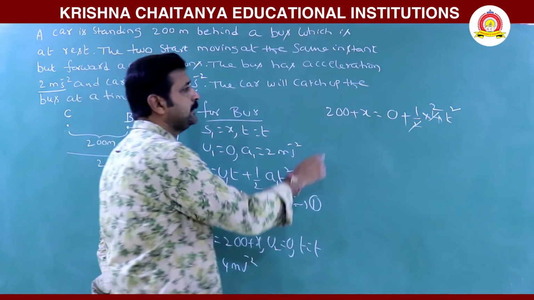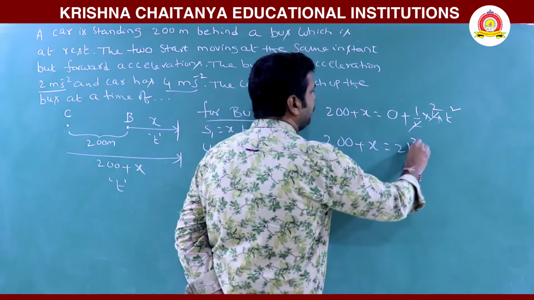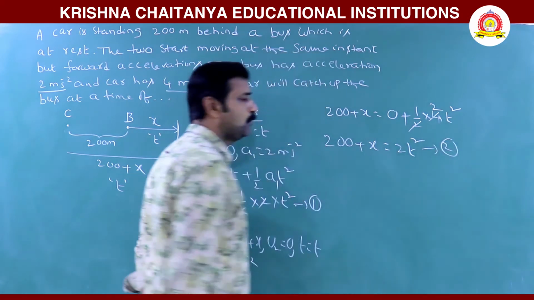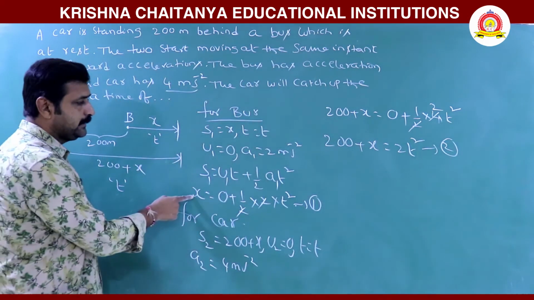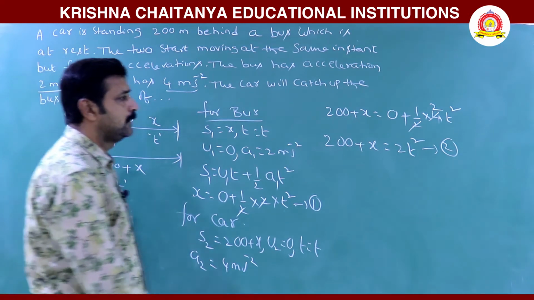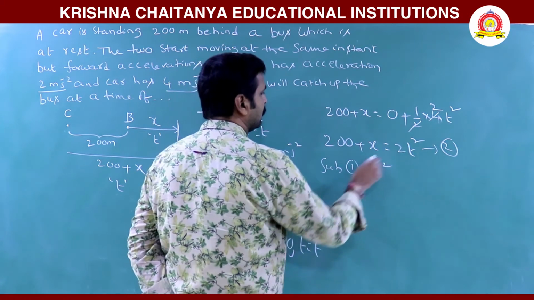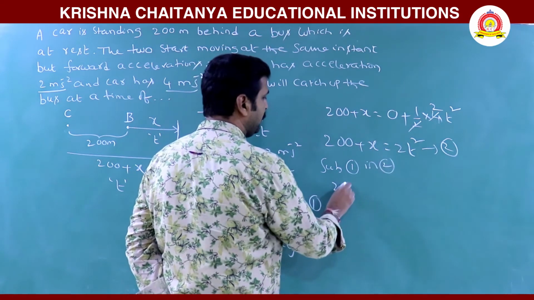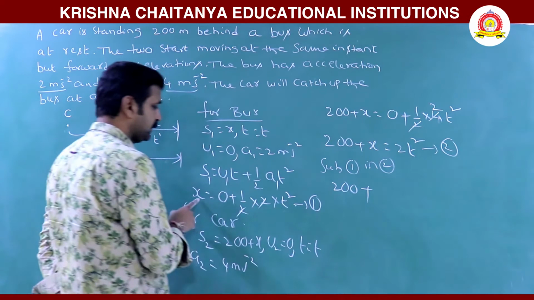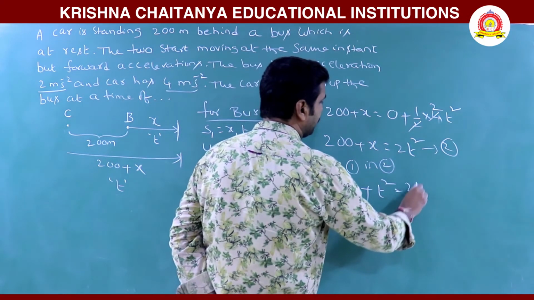So 200 plus x is equal to 2t squared. This is equation 2. x is equal to t squared. This is equation 1. Now substituting 1 into 2, we get 200 plus x, where x is t squared, equal to 2t squared.